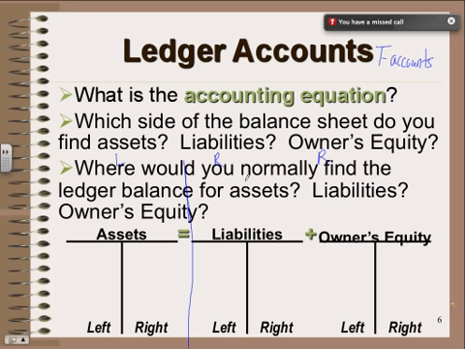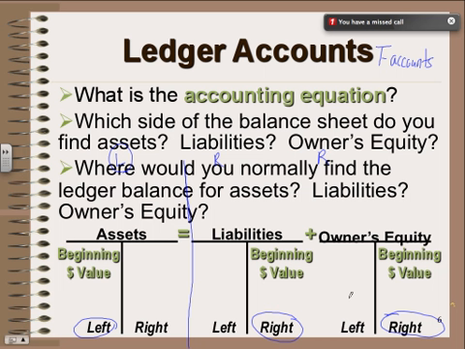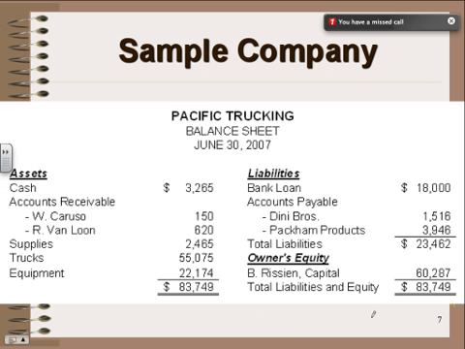Where would you normally find the ledger balance for assets? Well, because assets are on the left-hand side of the balance sheet, on the left-hand side is where you're going to find the balance, okay? And so on, liabilities are on the right-hand side, and owner's equity is on the right-hand side. So their balances will go on the right. This will make sense to you as we go on. Okay? So the beginning value for assets goes on the left. Do you see how this clearly is on the left of that line? And on the right for owner's equity and liabilities.